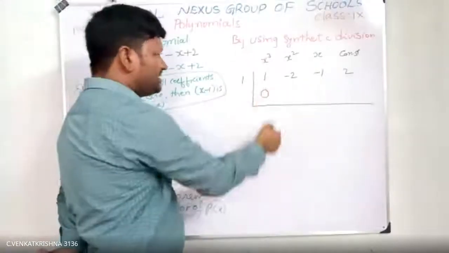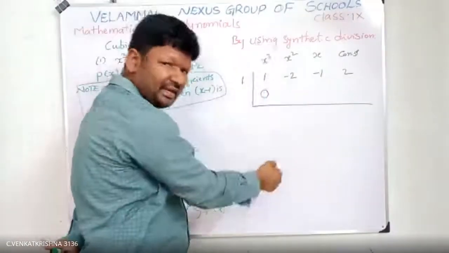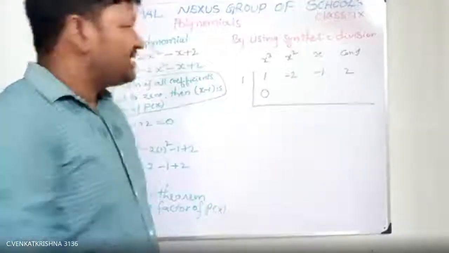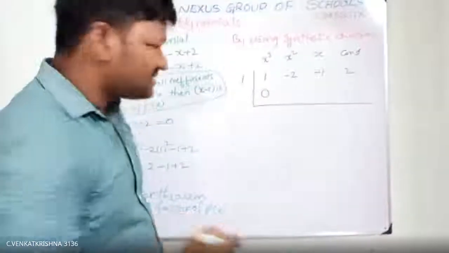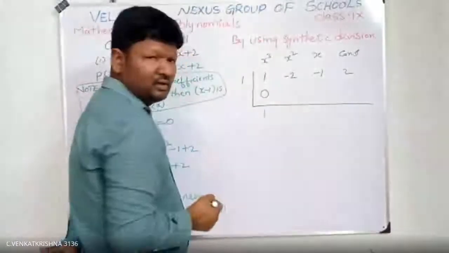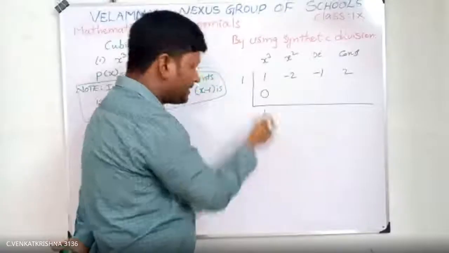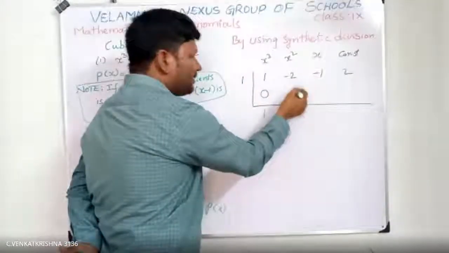Now add these two numbers. Vertically we need to add. Always addition, no need to change the sign. Just add the numbers: 1 plus 0 is 1. Then these two, multiplication. Diagonally we need to multiply. 1 ones are 1. Clear?